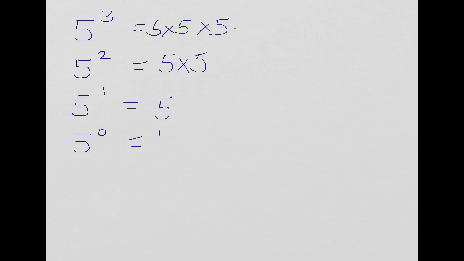Now what you should notice is to go from each of these, I divide by 5. So to go from 5 cubed to 5 squared, I divided by 5. To go from 5 squared to 5 to the power 1, or just 5, I've divided by 5, and that's equally the same when I go to 5 to the power 0. I want to carry this on though.